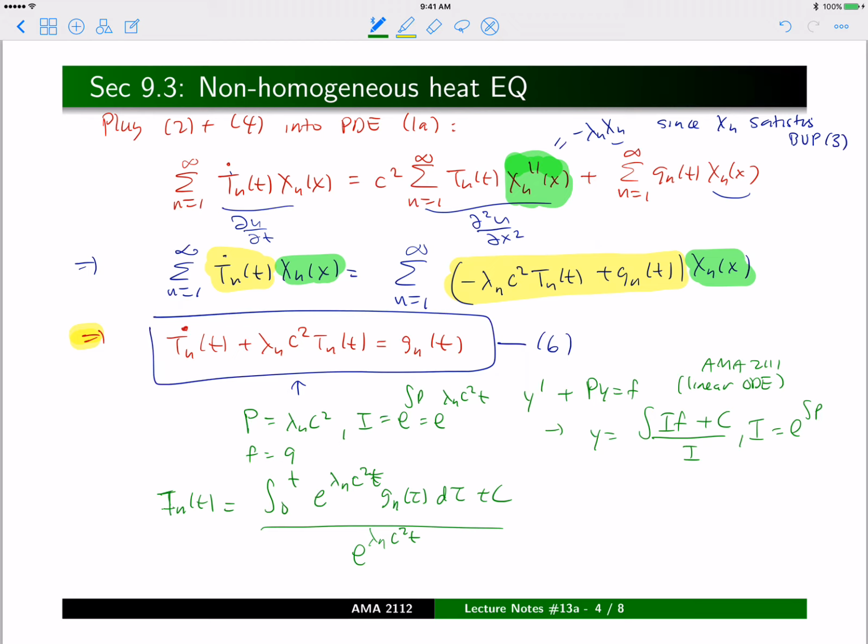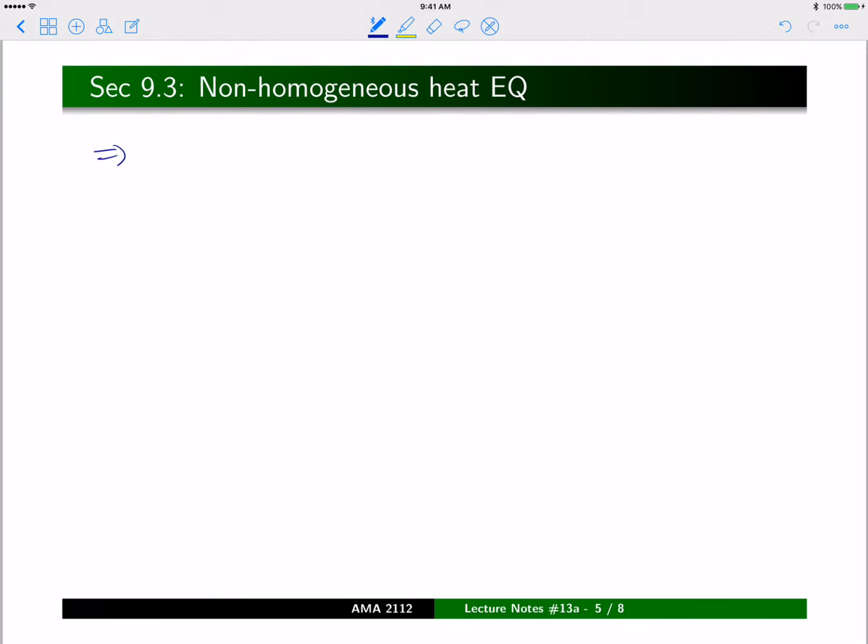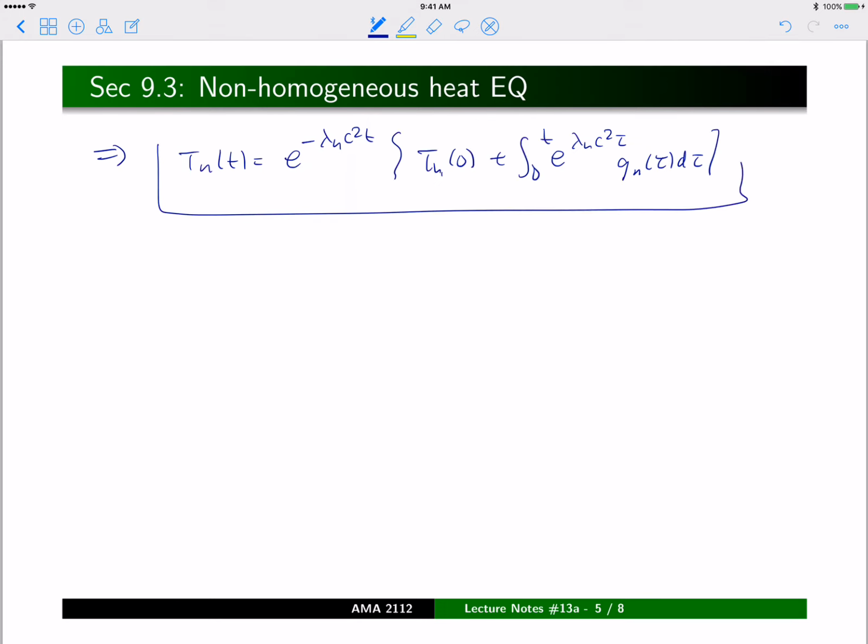But what's the constant here? Well, the constant is obtained from Tn of 0, which is just c. So therefore, our Tn of t is just e to the minus lambda n c squared t times Tn of 0, plus the integral from 0 to t of e to the lambda n c squared tau gn of tau d tau. Okay, so that's it. Let's call this equation 7.